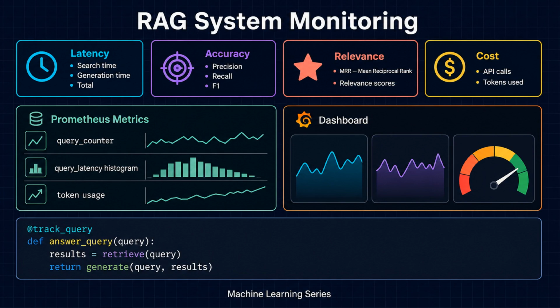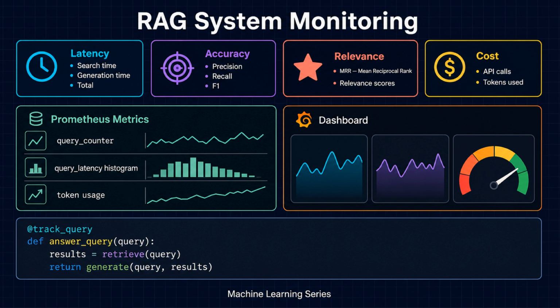Production systems require comprehensive monitoring. Track 4 categories of metrics. Latency metrics include search time, generation time, and total processing time. Accuracy metrics measure precision, recall, and F1 score. Relevance metrics track MRR and relevance scores. Cost metrics monitor API calls and token usage.